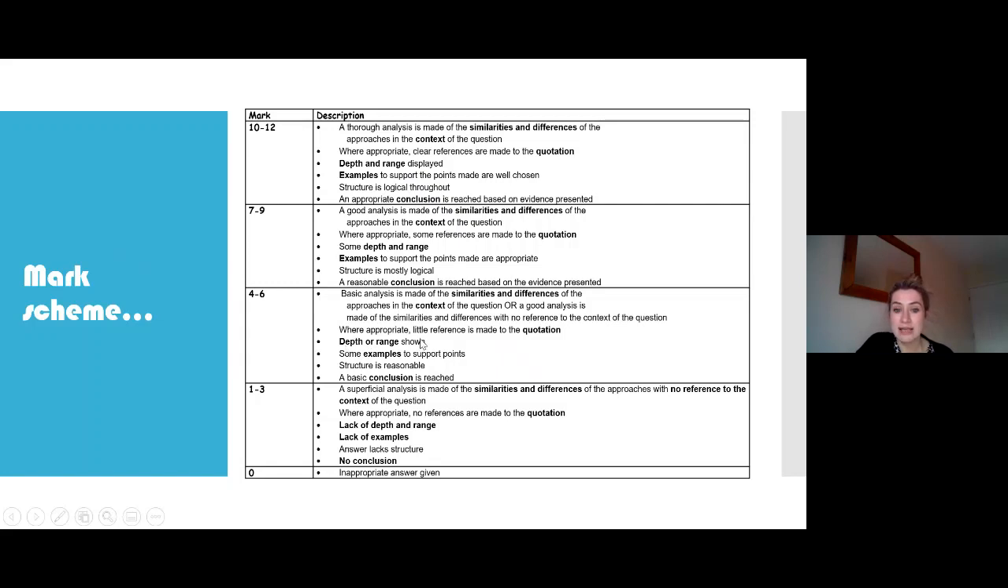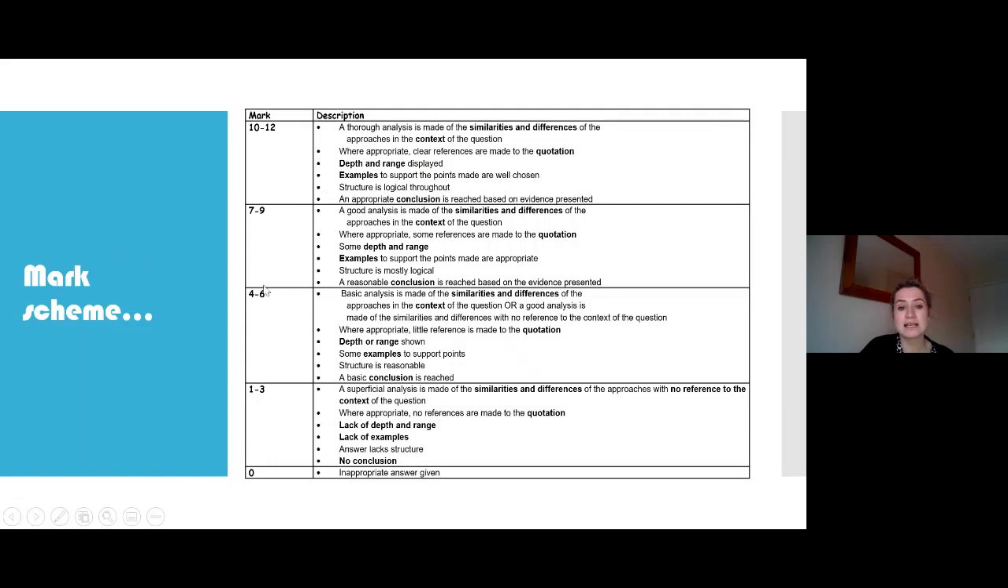Depth and range, depth or range shown. So I've spoken a little bit more about depth. Depth is the amount of detail that you have about something. How much have you told the examiner that you know about that certain approach? And range is lots of different areas or topics within that approach that you've covered in your answer. So for half marks or just below half marks, depth or range, you wouldn't have to have both. Examples to support points. Structure is reasonable and a basic conclusion is reached.